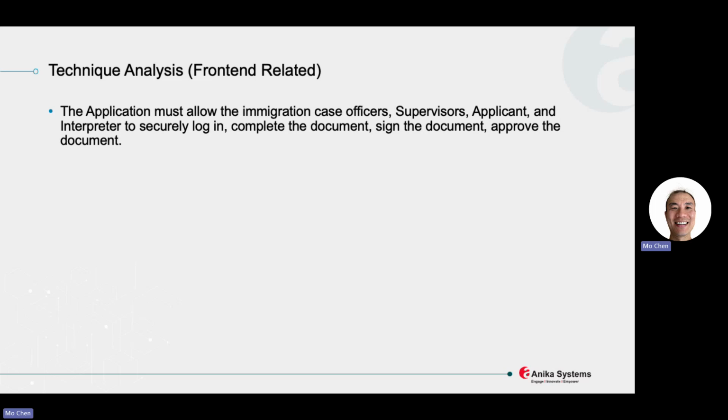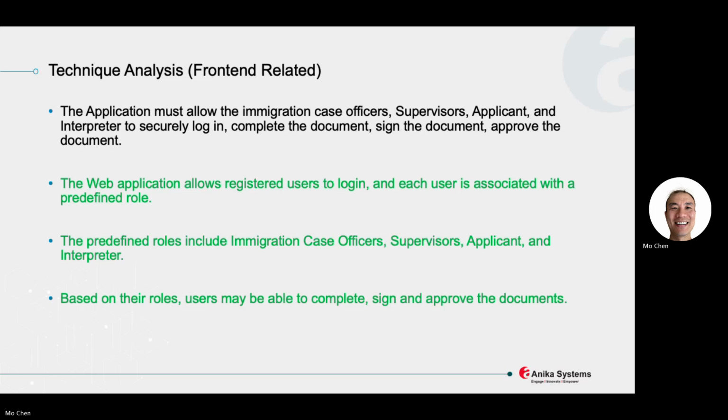Besides, the application must allow the immigration case officer, supervisor, applicant, and the interpreter to securely log in, complete the document, sign the document, and approve the document. It tells us that we need to provide a way to allow users to log in to the system. Each user is associated with a role. It can be either immigration case officer, supervisor, applicant, or interpreter. Depending on who they are, they may perform different actions on a document.